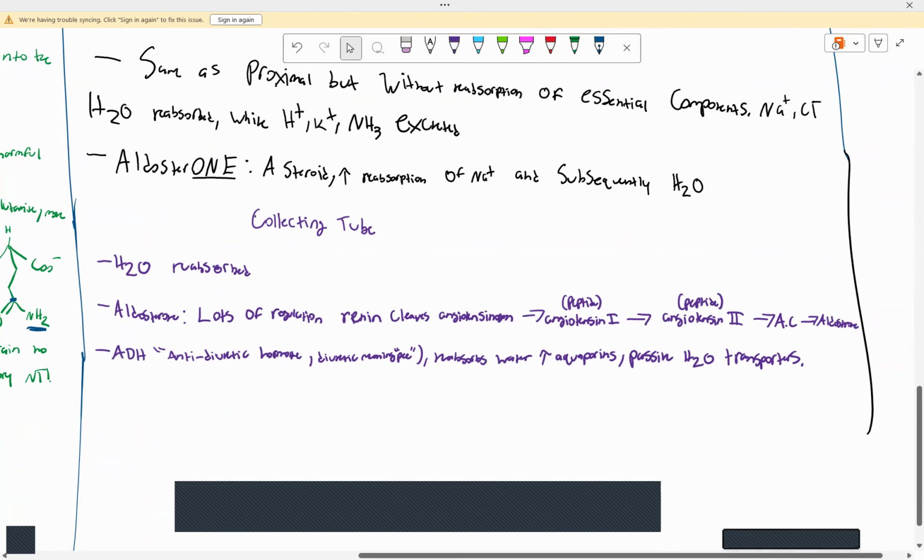Yeah, so it's also a steroid. That's why I highlighted the -one. Whenever you see an -one or an -ol, chances are it's a steroid.